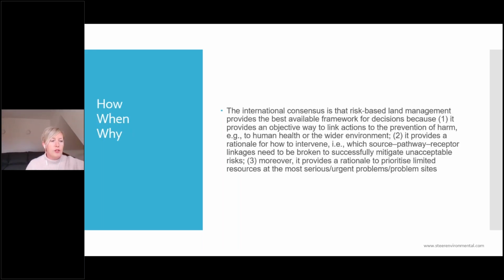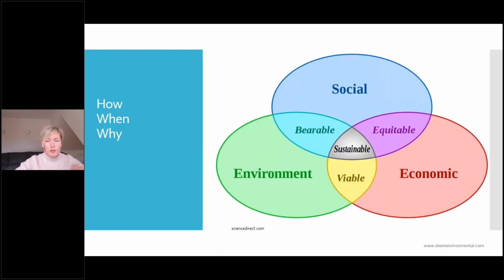In the development and use of sustainability criteria in the SURF UK Sustainable Remediation Framework, Bardos et al. said, the international consensus is that risk-based land management provides the best available framework for decisions because it provides an objective way to link actions to the prevention of harm. It provides a rationale for how to intervene, and it provides a rationale to prioritize limited resources at the most serious or problem sites.